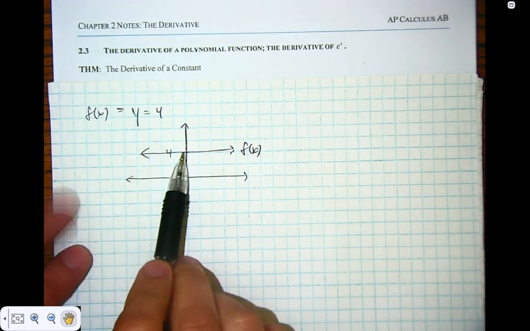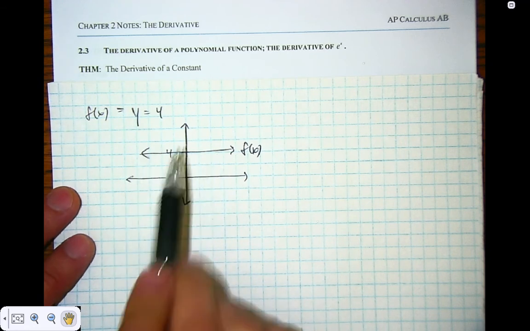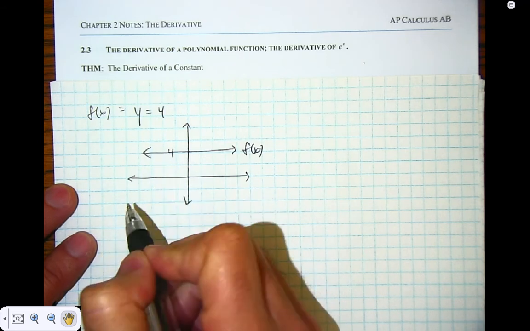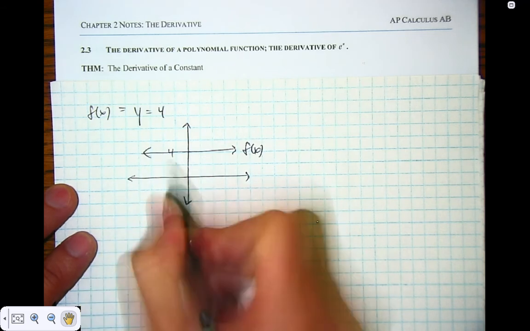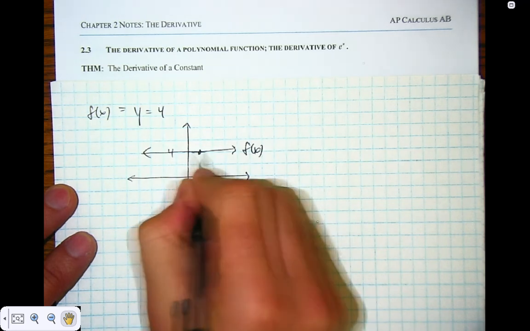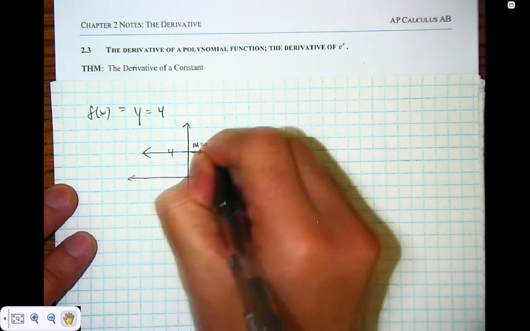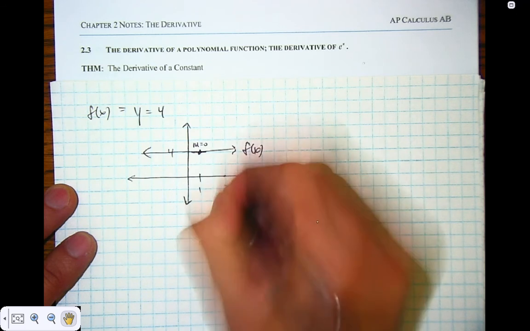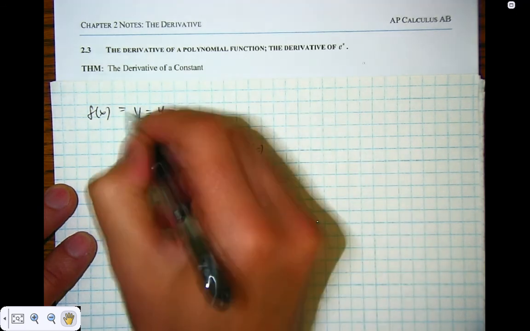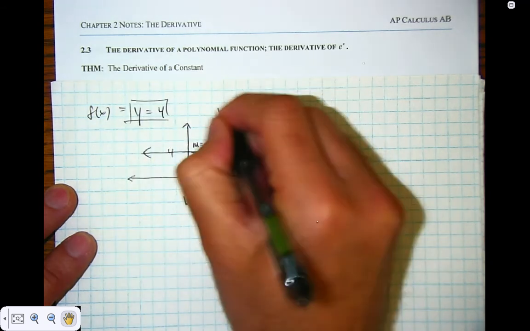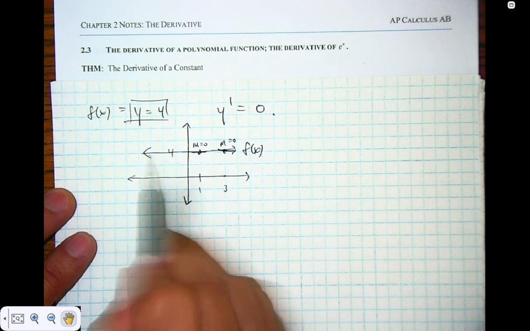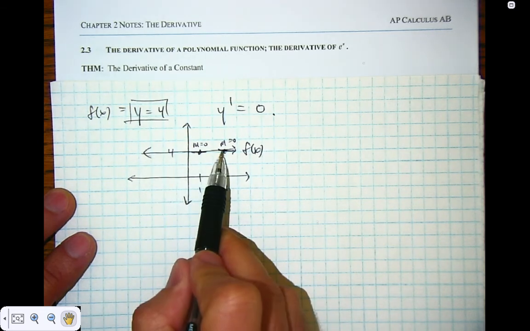What is the derivative? Well, you guys have to remember the derivative, I'm going to say this over and over again, tells me the slope of a tangent line at any point. Okay, so let's go to 1. What's the slope of a tangent line? Well, the tangent line would be a flat line right there. The slope would be 0. What about right here at 3? The slope is 0. And so when you have a constant, the derivative will always be 0 because everywhere on that flat line, the slope is 0.